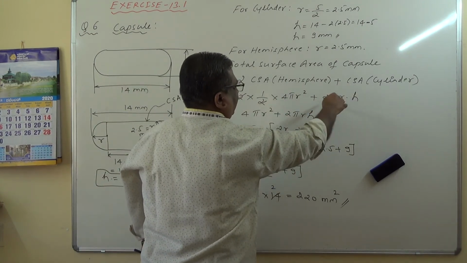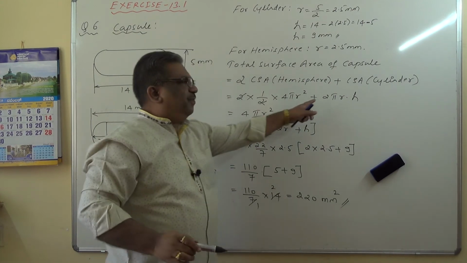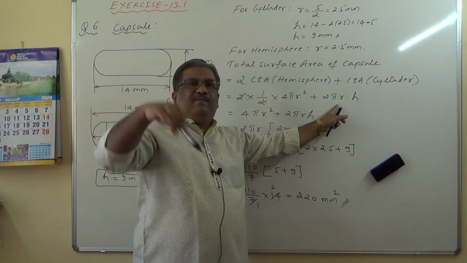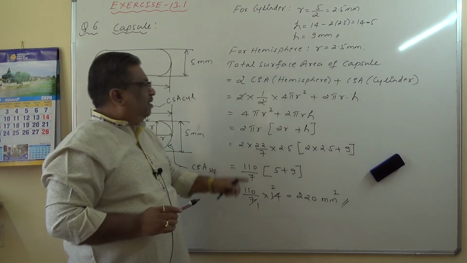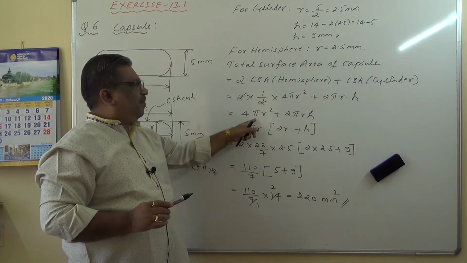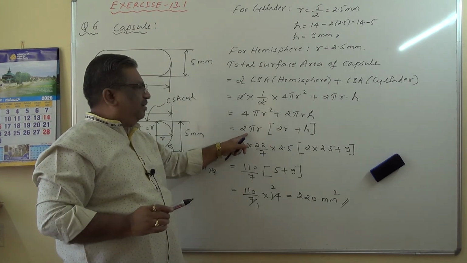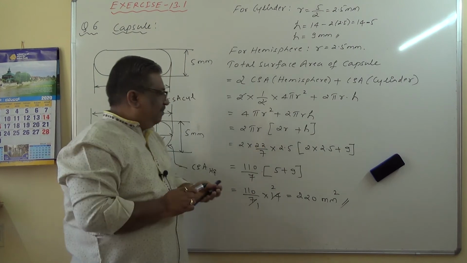CSA of the cylinder is circumference into height. Already you should be knowing all these formulas. What is the CSA of the cylinder? Circumference into height. So 2 cancels, 4 pi r square plus 2 pi r h. Take common 2 pi r, you will get 2 pi r into (2r plus h).